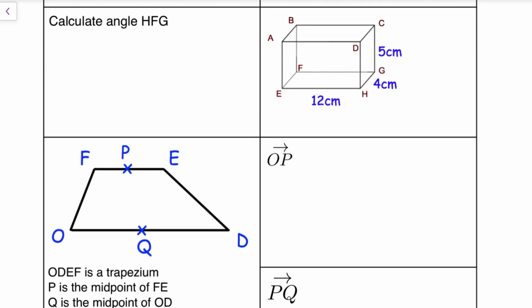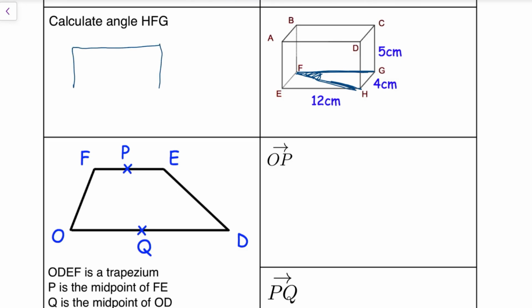Next question, calculate angle HFG. So be careful to know which one you're doing. HFG is on the floor, and it's this angle on the floor. Let's try and make this a bit thicker so you can see what I'm doing. And it's this angle on the floor at the angle F. Okay, so actually I don't really care about how high the cube is, do I? I just care about the floor. So let's draw the diagram.